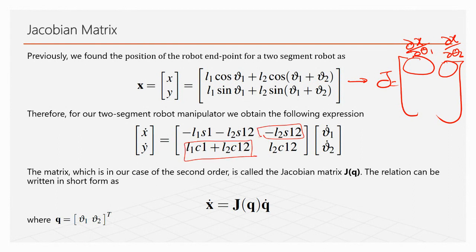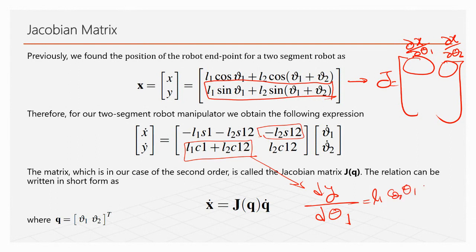Same with this one. This one is actually dy/dθ1. The derivative of this one versus theta 1: the derivative of sine becomes cosine, so it will be L1 cosine of theta 1, plus the derivative of this one versus theta 1 becomes L2 cosine of theta 1 plus theta 2. And that's what you have here.